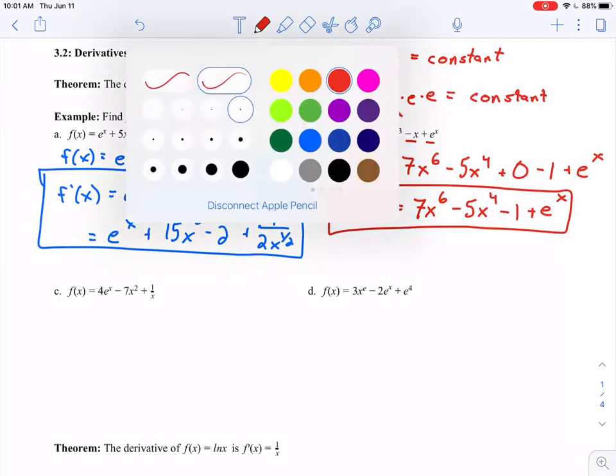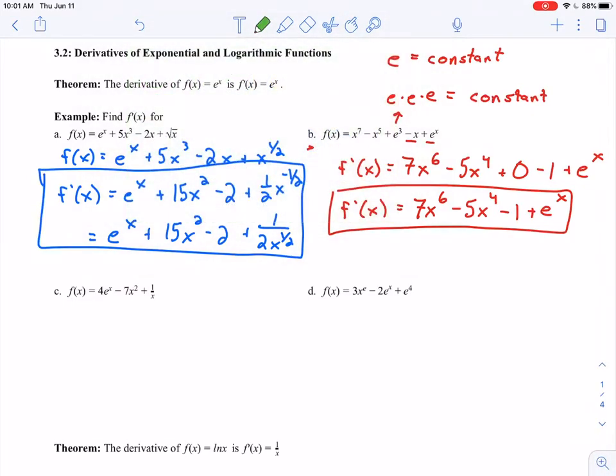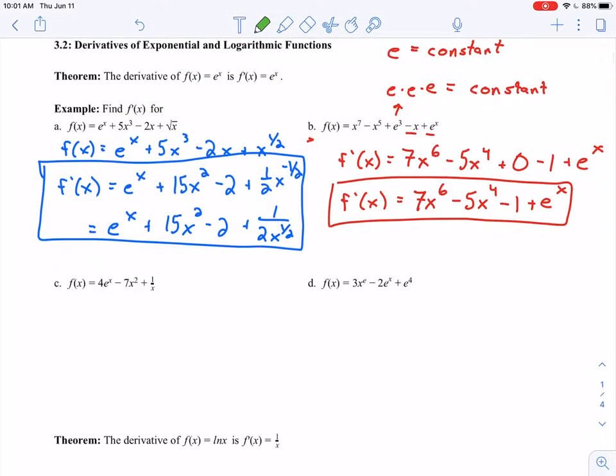Next up, let me do this in a different color. How about we do this in green? Part C, I have f of x equals 4e to the x minus 7x squared plus 1 over x. Again, that 1 over x, I probably want to take a moment just to rewrite that expression. So f of x is equal to 4e to the x minus 7x squared, plus that's really x to the minus 1 power.